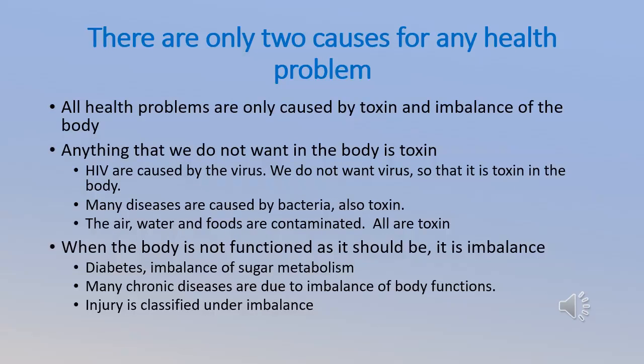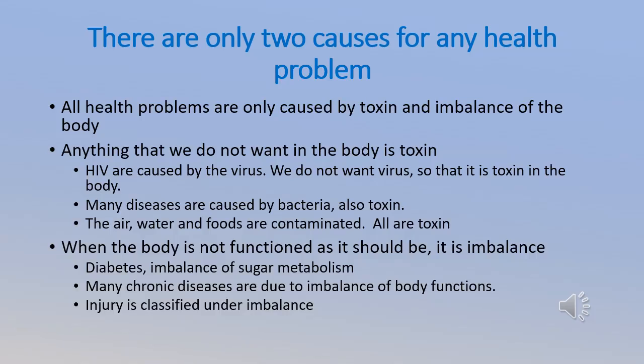Coming to rule 1 of Ganotherapy, there are only 2 causes for any health problem. Before we start this Ganotherapy, we always ask the audience, can you think of any disease that is not caused by toxins or imbalance? Anything that we do not want in the body is toxin. When the body does not function as it should, it is imbalance. Many people ask, how about HIV? HIV is caused by a virus. We don't want a virus, so it is a toxin in the body.